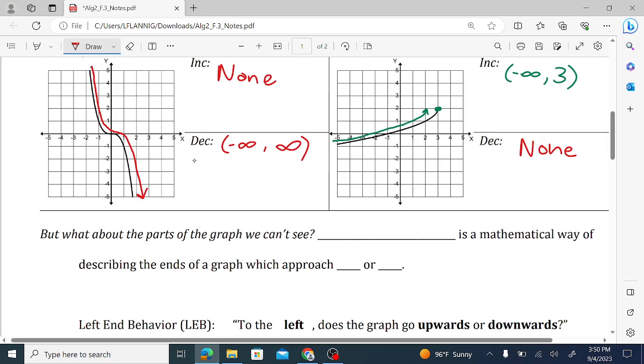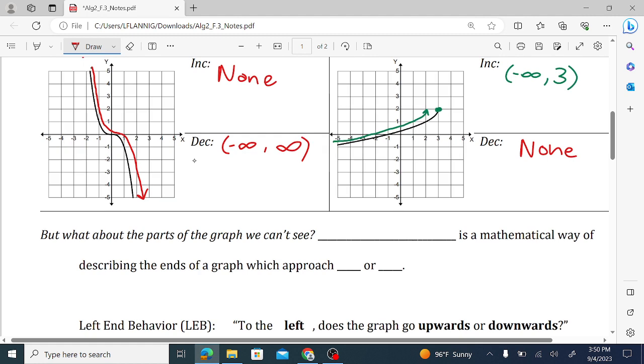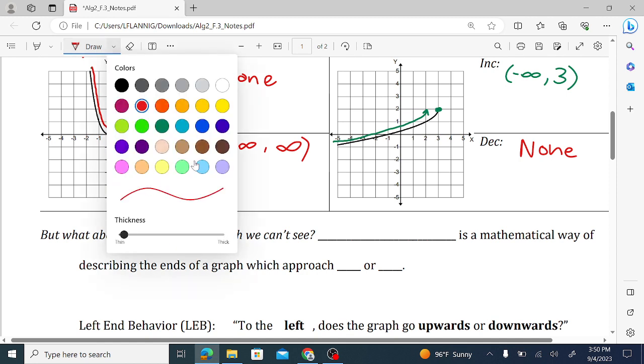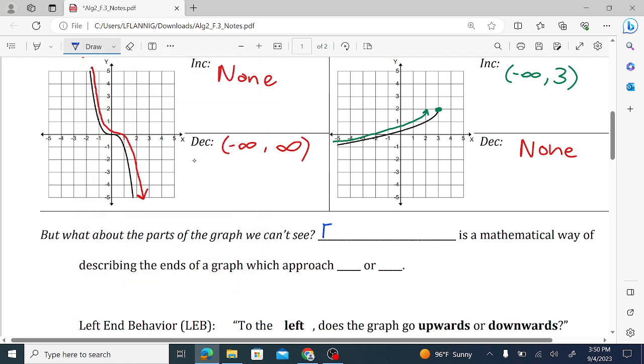What about the parts of the graph that we can't see? Blank is a mathematical way of describing the ends of the graph which approach blank or blank. And this is really easy to fill in. We say end behavior. All that means is what happens on the very far left and what happens on the very far right. And if we remember, if we go all the way to the left or all the way to the right, we should reach negative infinity.